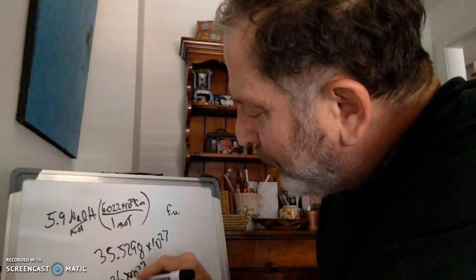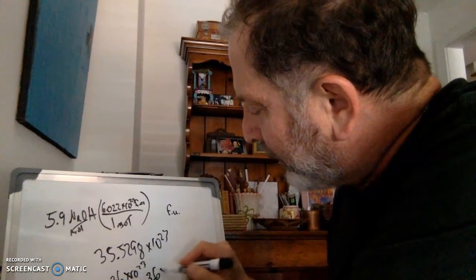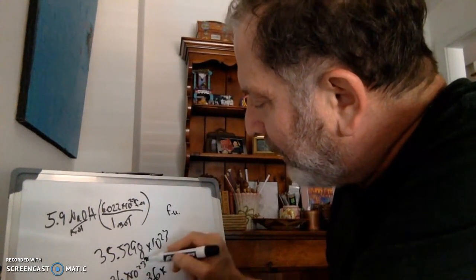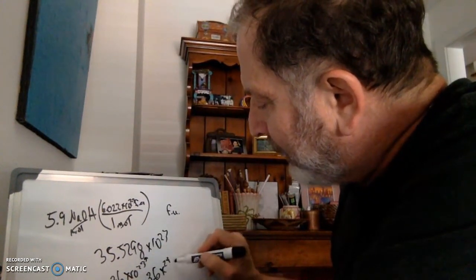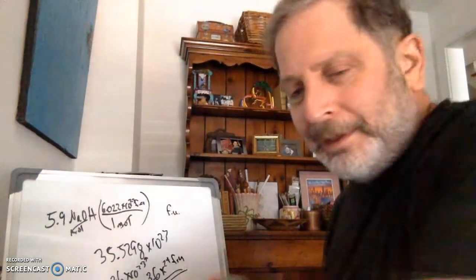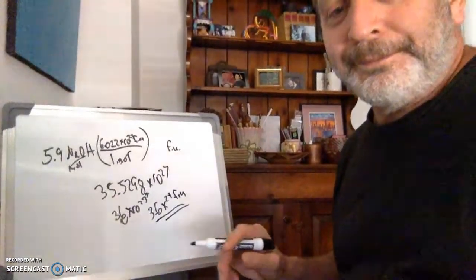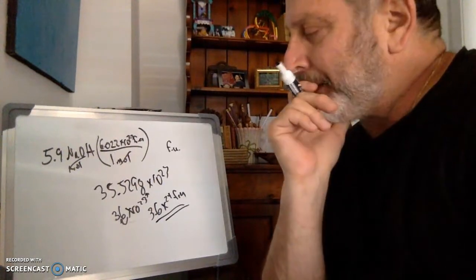But we want to move the decimal over 1 to make this 3.6. And so that means we have to raise that by a power of 10. And that's the answer. That's it. That's simple.